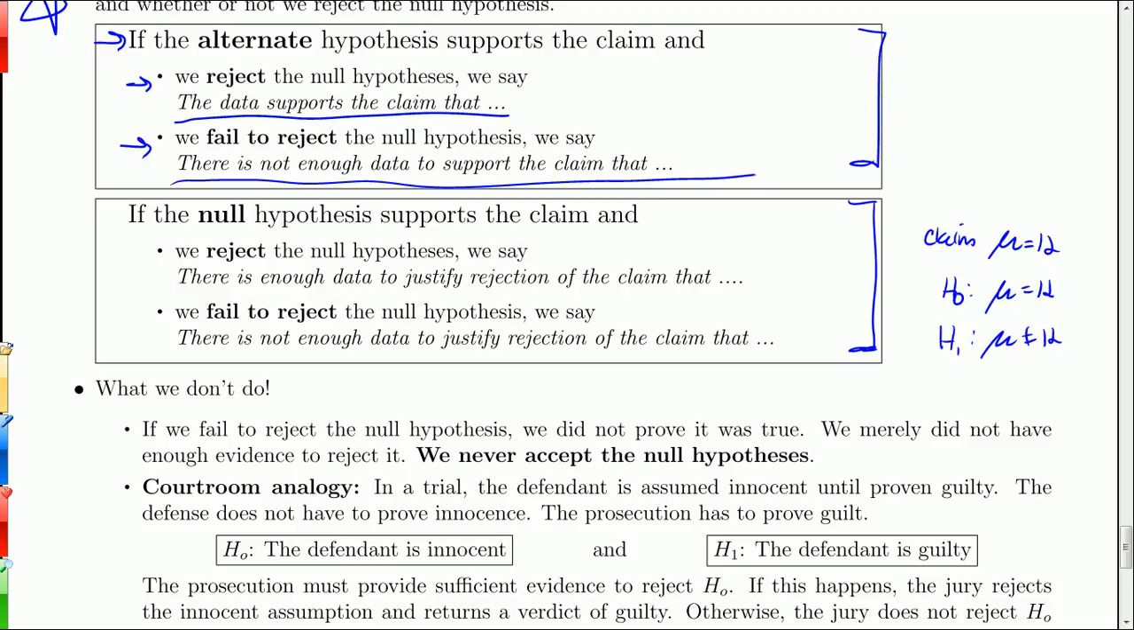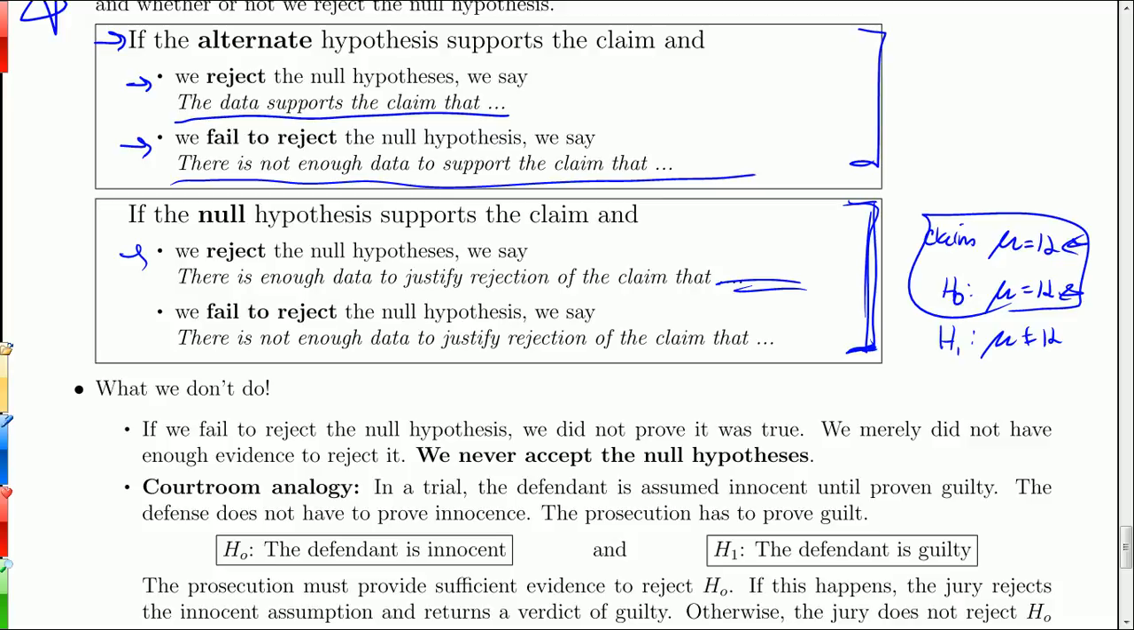All right. So if that's the case, but if you have something like this, then you're in this box, right? If we reject the null hypothesis, that's not good, because if you reject the null, you've actually rejected the claim. So if you reject the null, you say there's enough data to justify rejection of the claim, and then whatever your claim was, in sentence form.